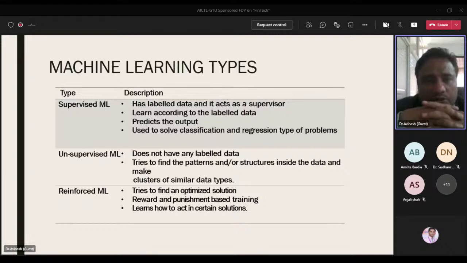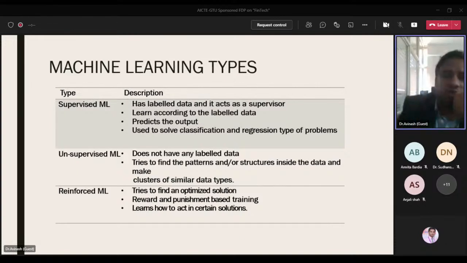So machine learning types are of three different types. One is the supervised machine learning approach, the unsupervised machine learning approach, and the reinforcement machine learning approach. So these three are totally different. In the supervised machine learning approach, we have some kind of labeled data. That means our input is labeled, classified data, and hence there is a supervisor which is required to classify the data. According to that, the supervised machine learning models can learn from the labeled data and predict the output. It can be used to solve classification and regression types of problems.